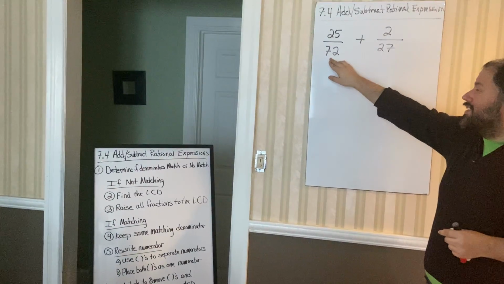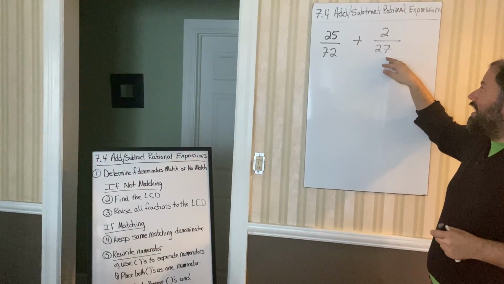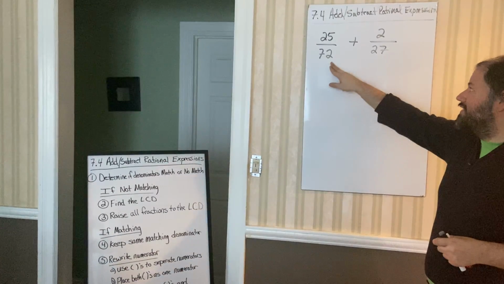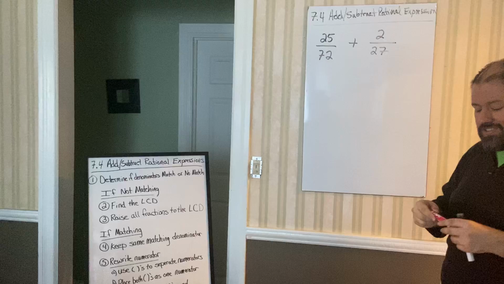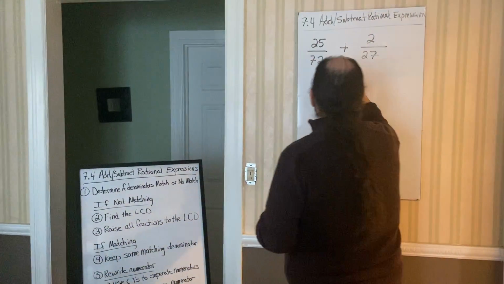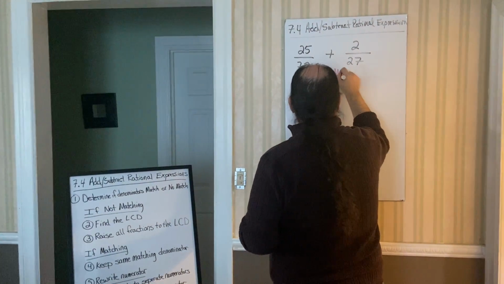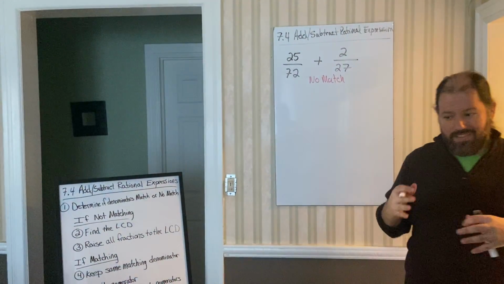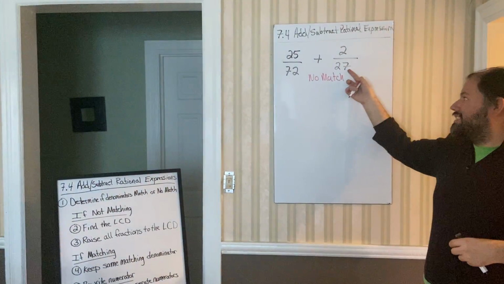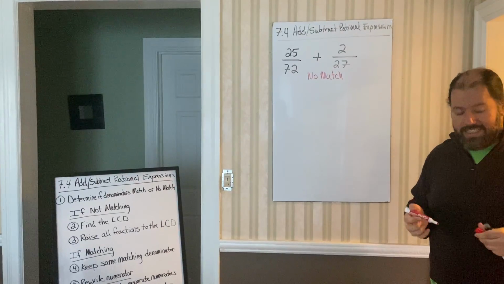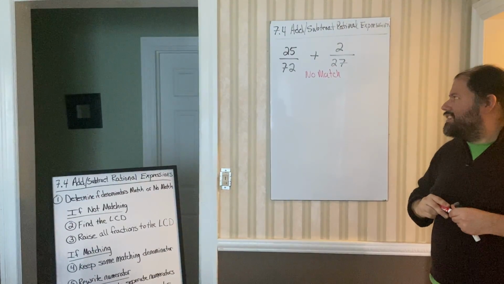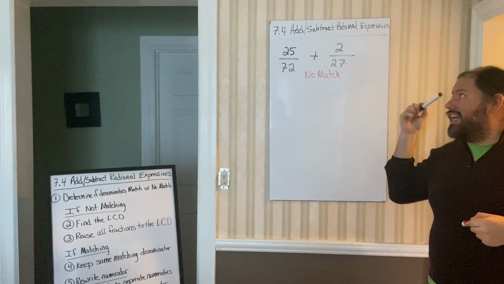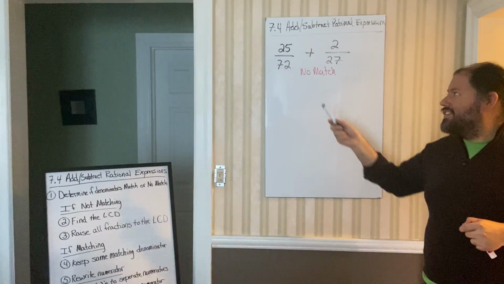Because the way it's written, 25 72nds and 2 over 27 cannot add. So the first thing we told you is see if they match or no match, and we told you if they are not the same denominators, then it is no match. There's no trick like we had with the other one, where I can tweak this to make it look like this without finding an LCD. So once we see that it's no match, let's figure out how to find an LCD. You've got to remember our 7.3 rules.